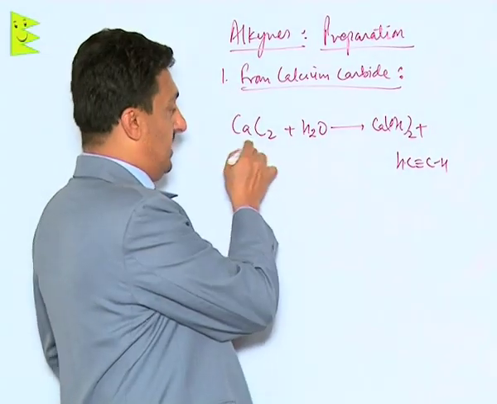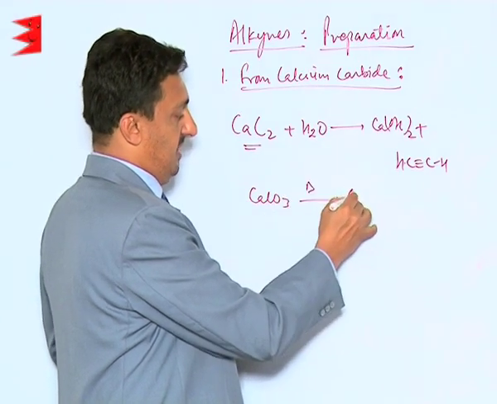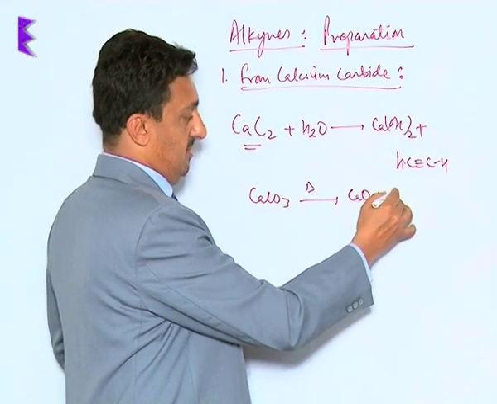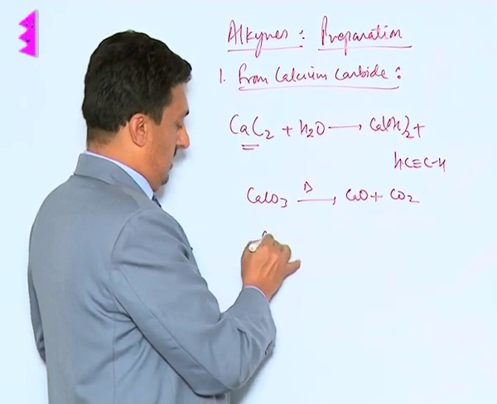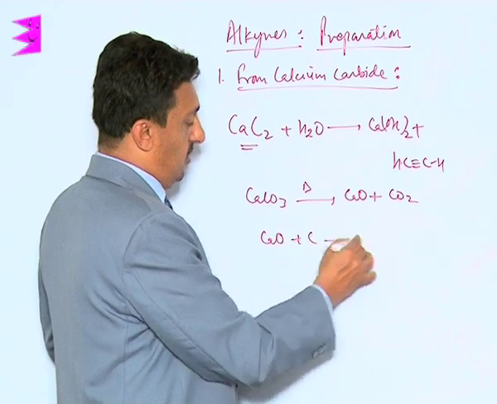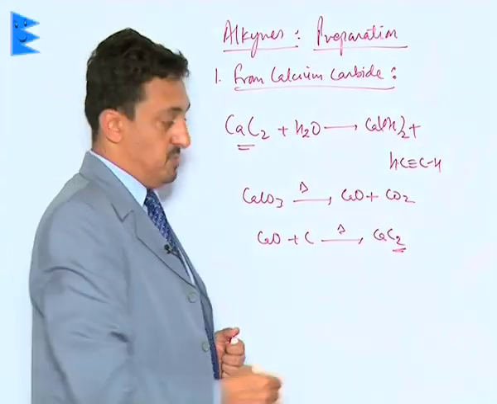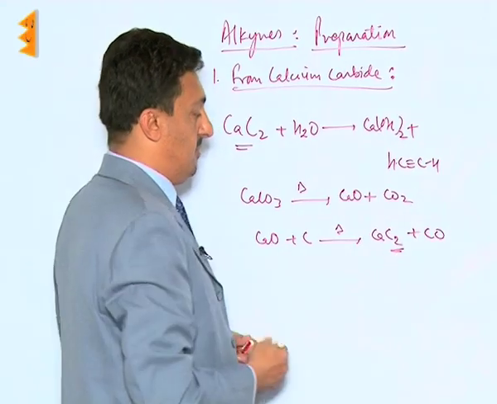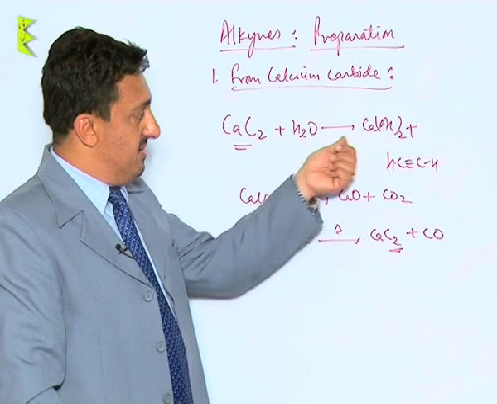We need to know how we get calcium carbide. Calcium carbonate, when the lime is heated, we get calcium oxide, quicklime, and carbon dioxide. This quicklime, when heated with coke, we get what? Calcium carbide, mainly by this process. Of course, the side product is carbon monoxide, and this calcium carbide, when reacted with water, gives us acetylene gas.